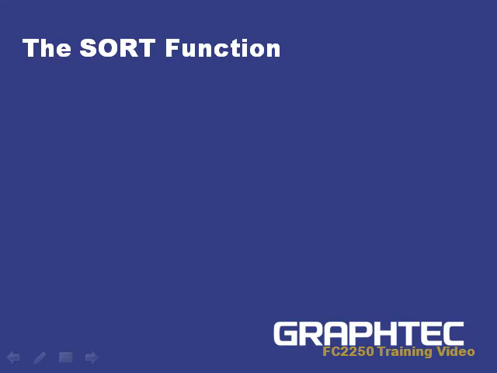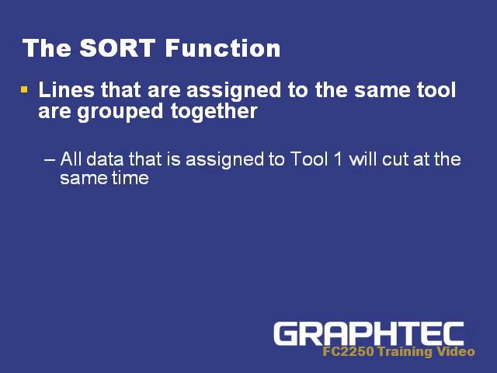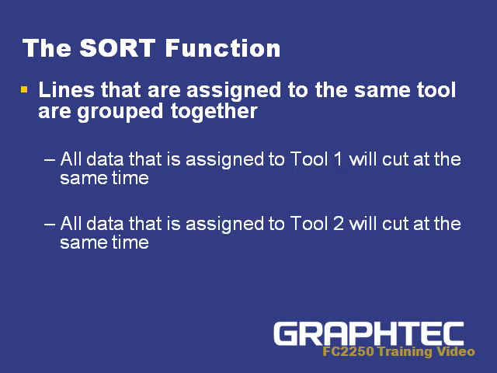The sort function does exactly what it sounds like. It sorts the data. How does it exactly sort the data? Well, it takes the lines that are assigned to a certain tool number and groups them together. So it'll take all the lines that are assigned to pen 1 and group them together, and all the lines that are assigned to pen 2 and group them together. So that all the data that is assigned to tool 1 will cut at the same time. Same thing. All the data that's assigned to tool 2 will cut at the same time.